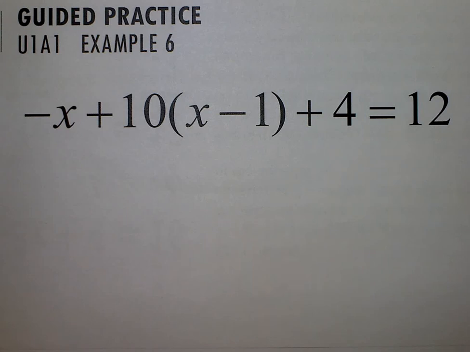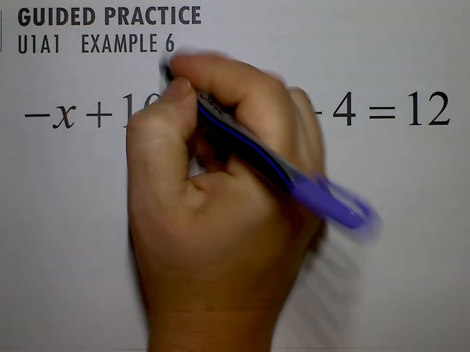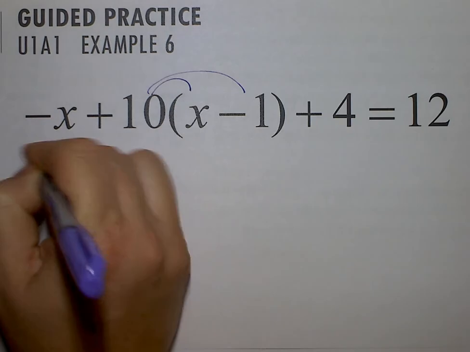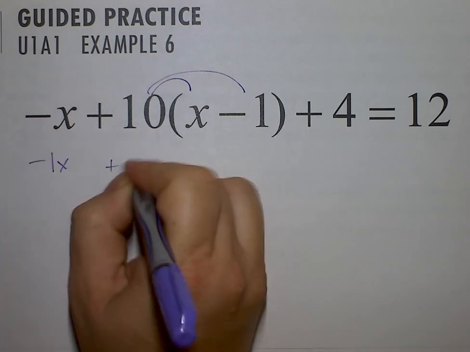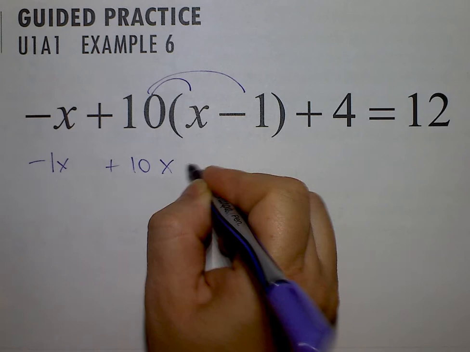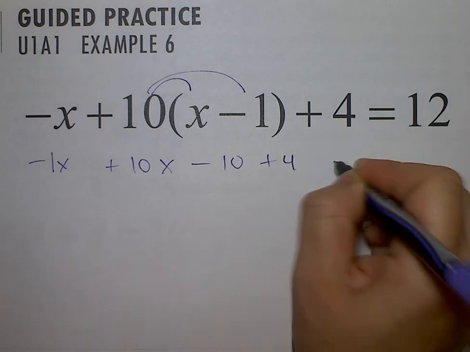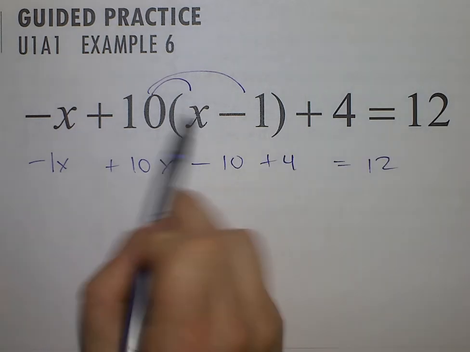So in this problem, we want to review the skills you've already learned and to solve for the variable. It is a variable x in this case. So I'm going to start by distributing this 10. So I have negative 1x plus 10x, notice, minus 10 plus 4 equals 12. Multiply and multiply, watch your signs.